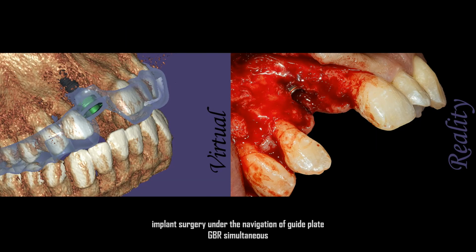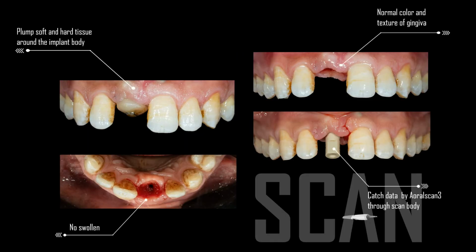Here the photos show the position and the angle of the implant body, virtual compared with reality. The planning has been carried out perfectly. The soft tissue around the implant was plump, the color and the texture of the gingiva were normal, no swelling, and the emergence profile margin was formed.